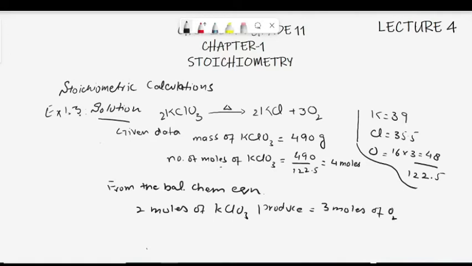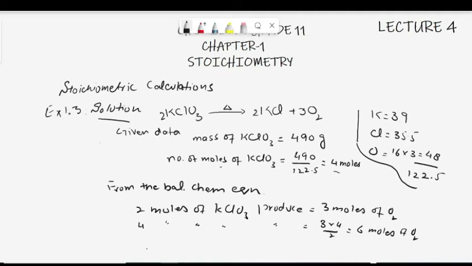So 2 moles of potassium chlorate produce 3 moles of oxygen. But what we are given is 4 moles of potassium chlorate. So 4 moles of potassium chlorate will produce 3 into 4 divided by 2, which is equal to 6 moles of oxygen. We have already done the conversion of moles into number of molecules.